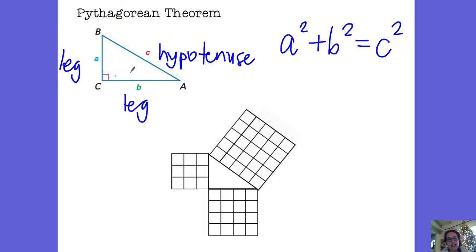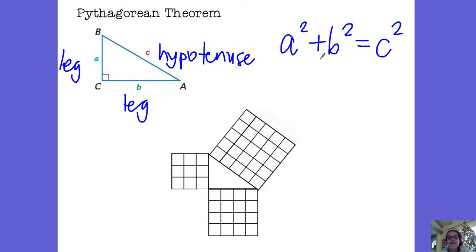If you're trying to check and see whether or not something is a right triangle or not, if you plug the sides into the Pythagorean theorem, the two shortest sides squared and added together should be equal to the length of the longest side squared. So you can check and see if something's a right triangle.